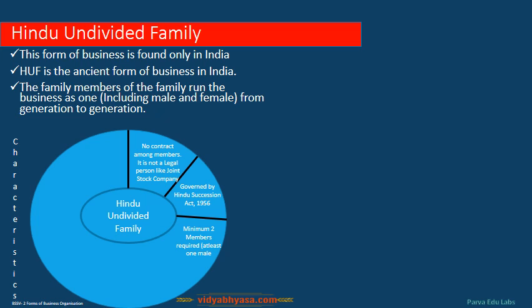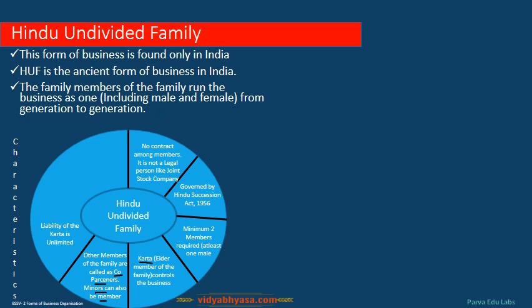To form a Hindu undivided family, a minimum of two members are required, and there should be at least one male member. The elder of the family is called the Karta and he controls the business. The entire business will be run in the name of the Karta. Other members of the family are called coparceners. The entire business is controlled by the Karta. And minors can also be members of a Hindu undivided family.